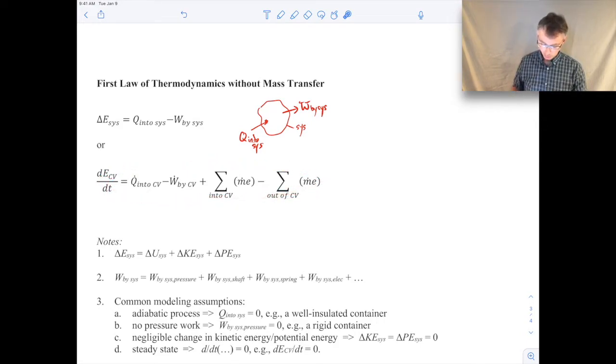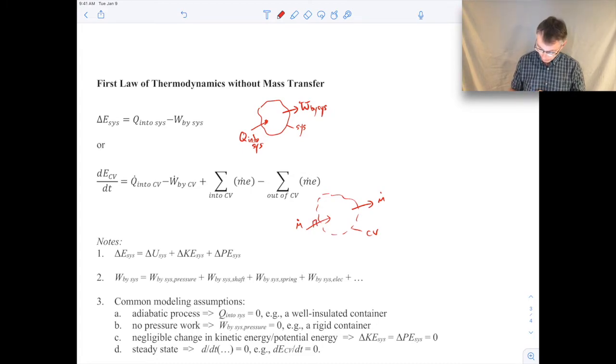This is the control volume form. It's the same equation, but I've just taken a time derivative of it. So instead of a change in total energy, we have the time rate of change of total energy. Instead of heat transfer, we have the rate of heat transfer. Instead of work, we have power, or the rate at which work is being done. And then we have these additional terms. I've talked about these before in a different lecture. These involve, so here's a control volume, places where you have some mass transfer in and out of the control volume.